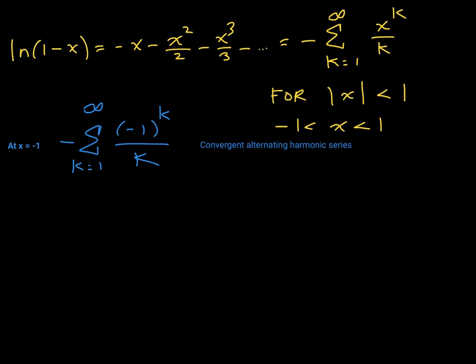Let's check out +1. When I plug in 1, I get a negative multiple of the divergent harmonic series. Multiplying the harmonic series by -1 doesn't change the fact that it's divergent. All right, so then in conclusion, this is what we have, folks.